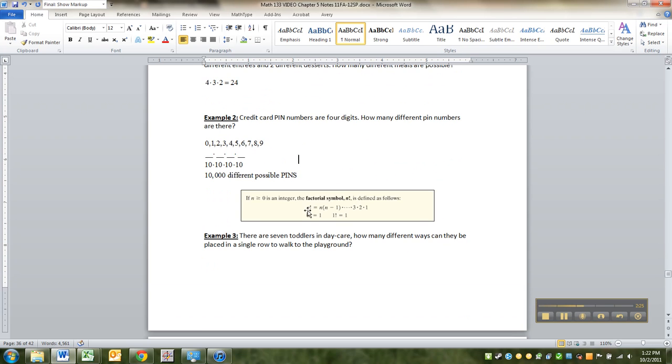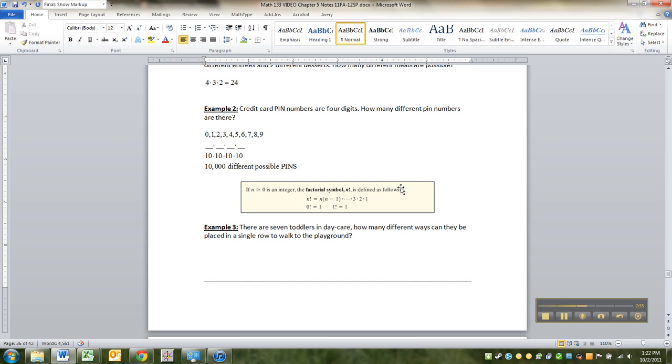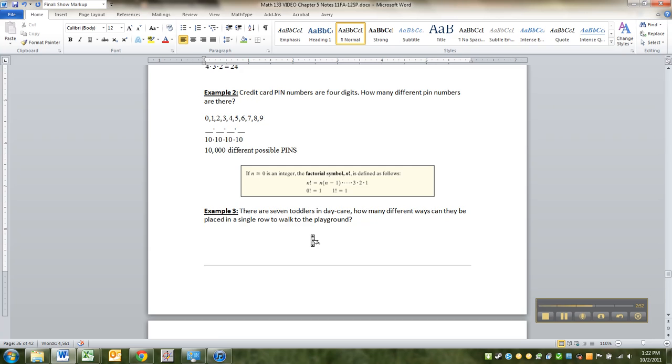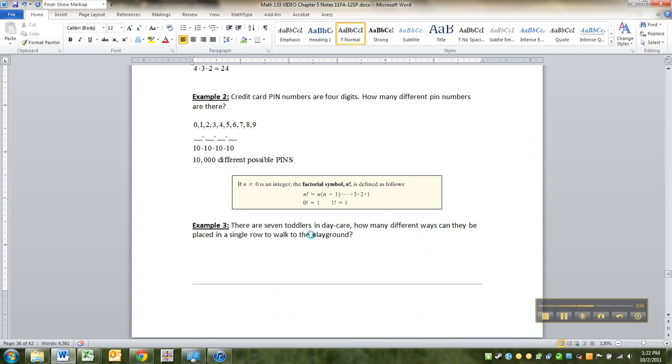All right, so if n is greater than or equal to 0, it's an integer. The factorial symbol, n factorial, an exclamation point, is defined as follows. N factorial is n times n minus 1 times n minus 2, and so on, all the way until you get down to 3, 2, and 1. By definition, 0 factorial is 1, and 1 factorial is 1. I don't want to get into why it is, but there's some mathematical reasons for why that has to be the case. Just trust me that 0 factorial is 1.